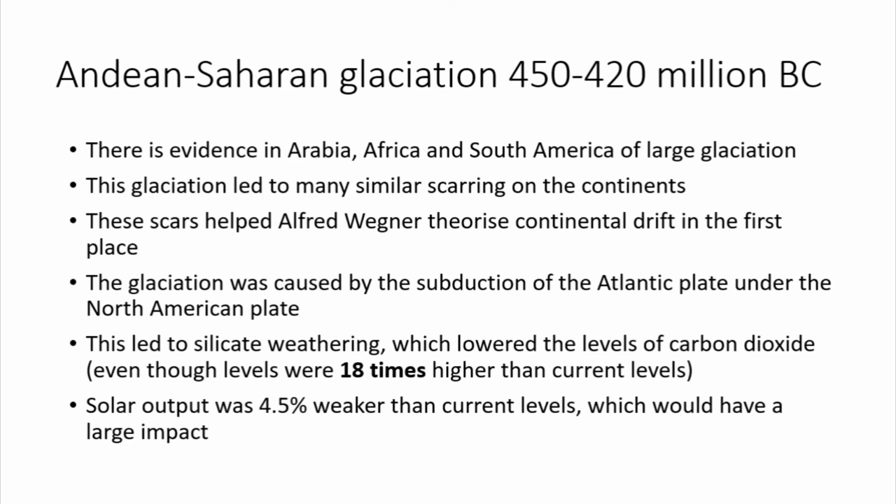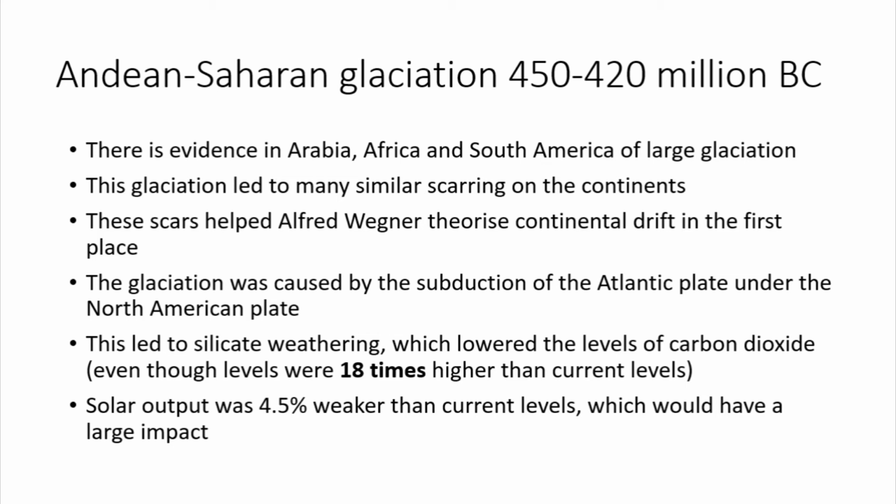And so this glaciation was caused by the subduction of the Atlantic plates under the North American plate. This led to silicate weathering, which lowered the levels of carbon dioxide, even though levels of carbon dioxide in the atmosphere were 18 times higher than current levels. But the reason why they still dropped was because solar output was 4.5% weaker than levels today, which by itself would have caused an ice age.